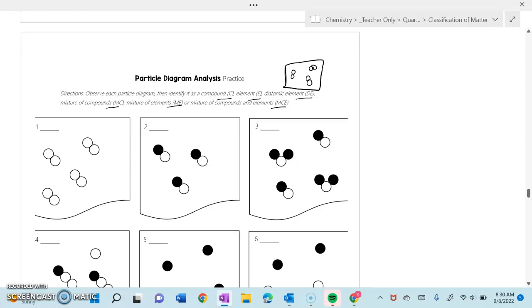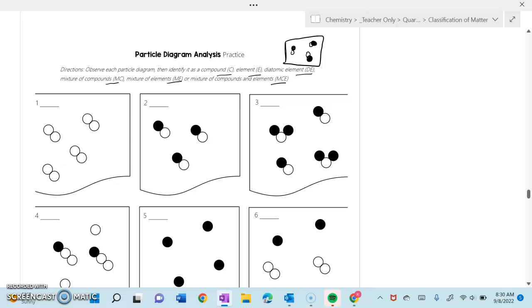Now if one of these was colored, now it's a compound. It's no longer a diatomic element. So just be aware of that. This would be a compound. How it was written before would be a diatomic element whenever you have those twin elements. Okay, so let's just do the first few together. Look at the particles, if that helps you. These are all identical and they're all twinned up, same shape. This is a diatomic element.